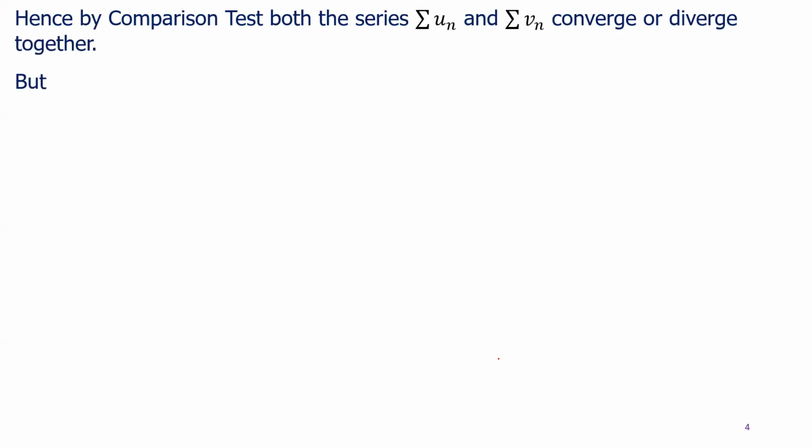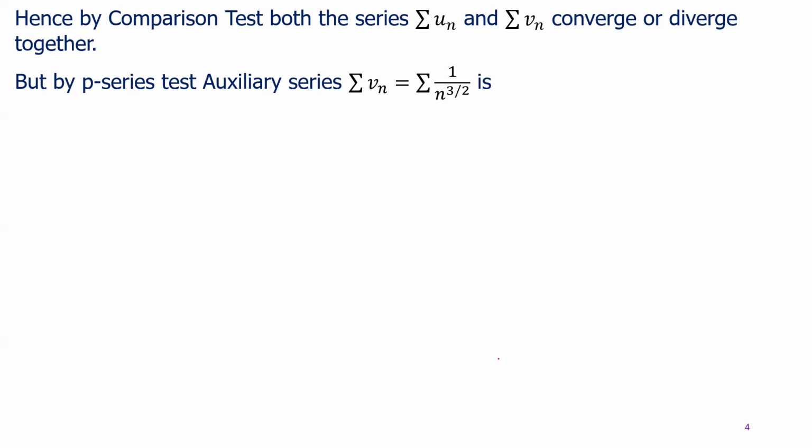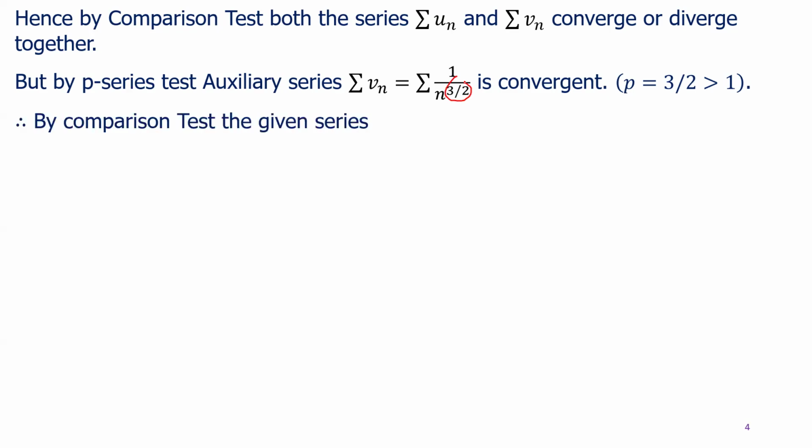Now, by the P series test, the auxiliary series sum of vn, which is equal to 1 upon n to the power 3 by 2, is nothing but a P series. If we compare with the P series, the value of P is equal to 3 by 2, which is greater than 1. Therefore, by the P series test, the auxiliary series is a convergent series.